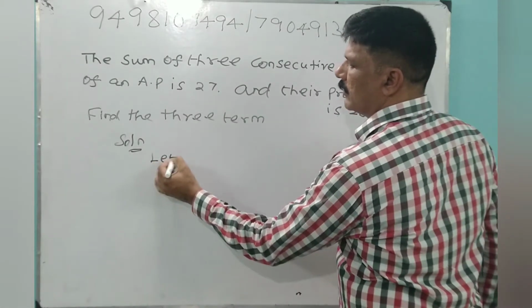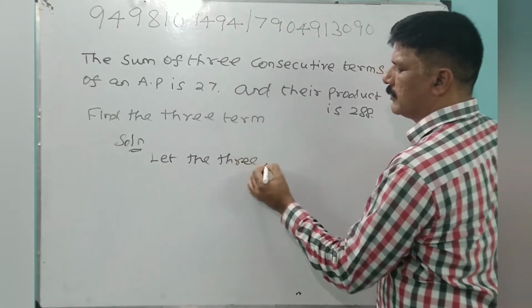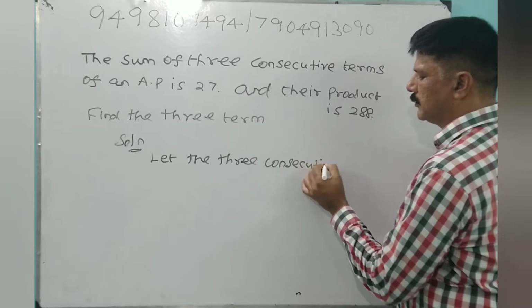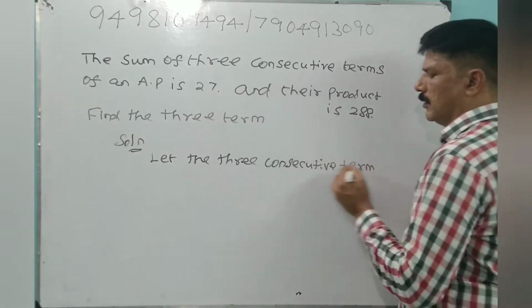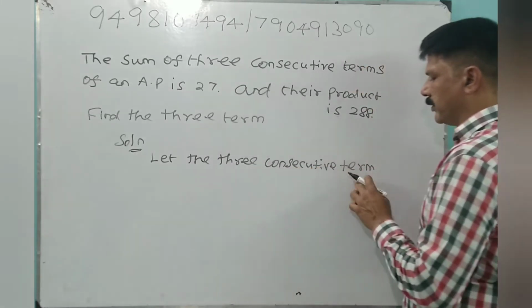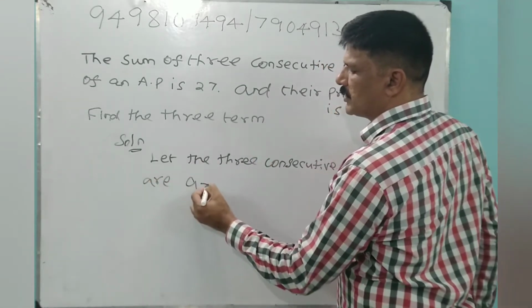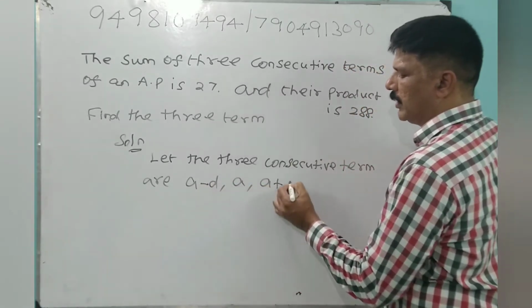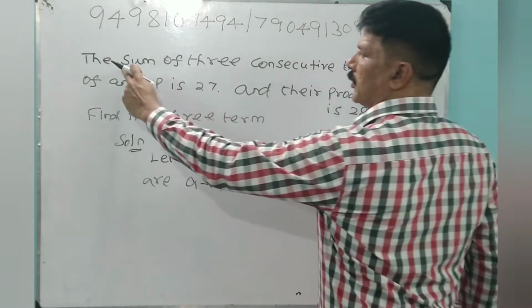Let the 3 consecutive terms be a minus d, a, a plus d. Now come to the question.